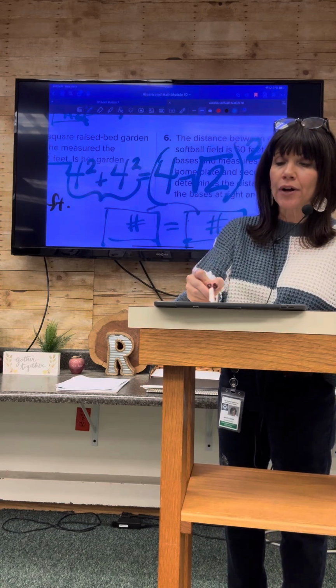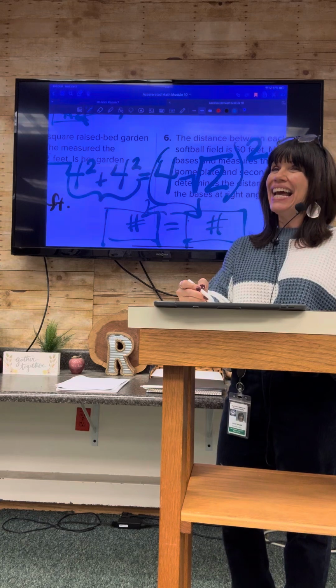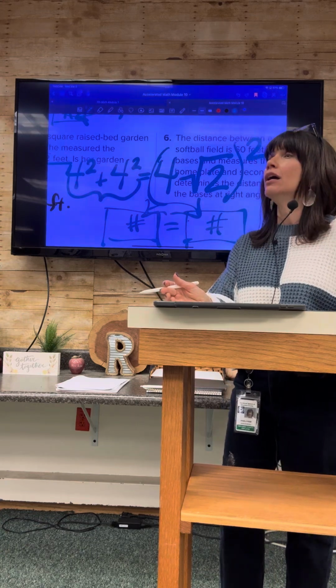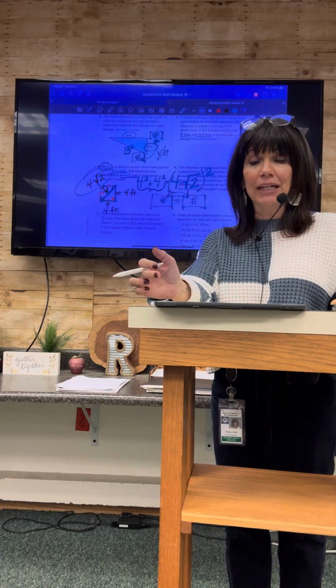If these numbers are not the same, what will you say? No, it is not a right angle and therefore it is not a right triangle and therefore it is not a square. Do you see all of the reasoning that is happening?